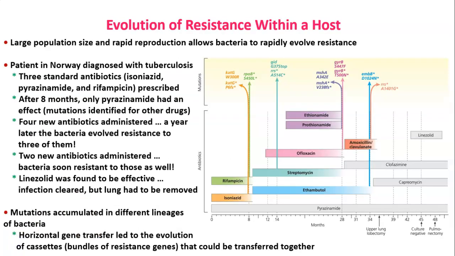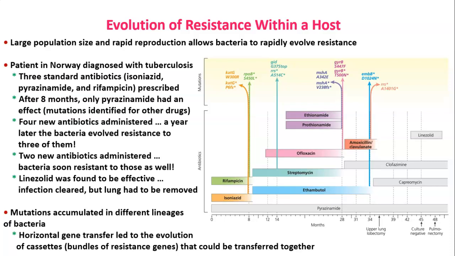So here's a remarkable example of the evolution of resistance with antibiotic resistance within a single host. First of all, let's reiterate that bacteria are able to rapidly evolve resistance for a couple reasons. They have very large population sizes, large numbers of individuals, and they have very rapid reproduction. So at every binary fission event, there's an opportunity for mutation. So that's going on within any host.